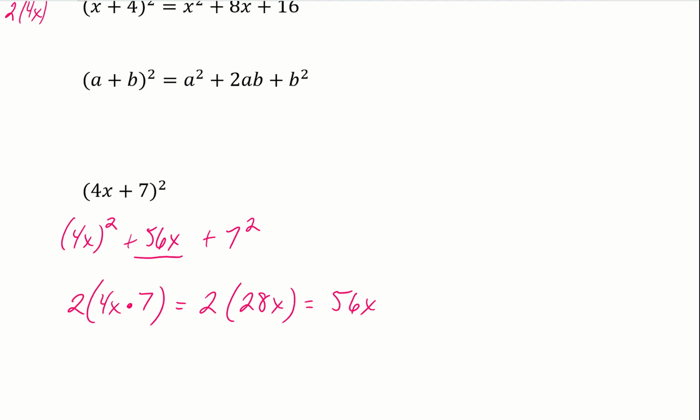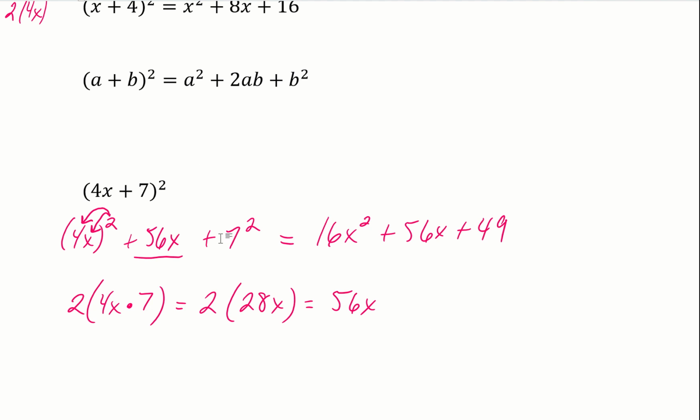And then if we write this out, if we have to distribute this exponent across the parentheses, you have to square each term. So 4 squared is 16. x squared is x squared plus 56x, and then 7 squared is 49. So this is our squared binomial written in standard form.